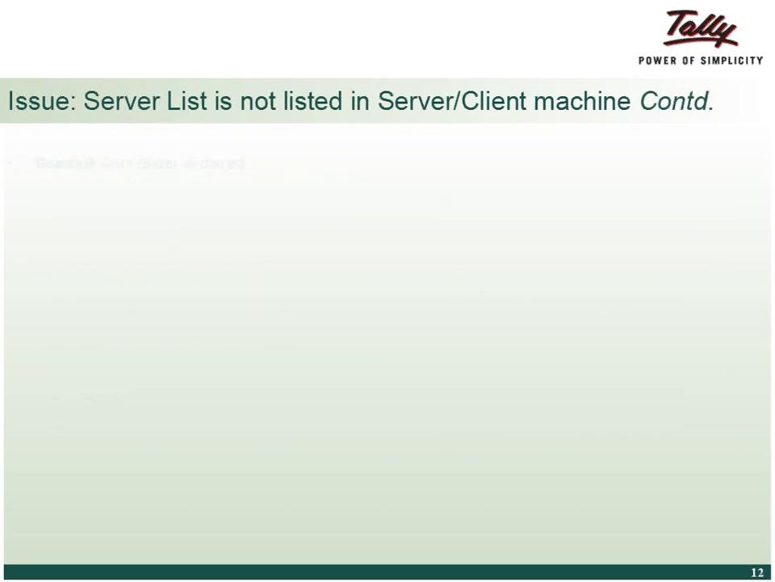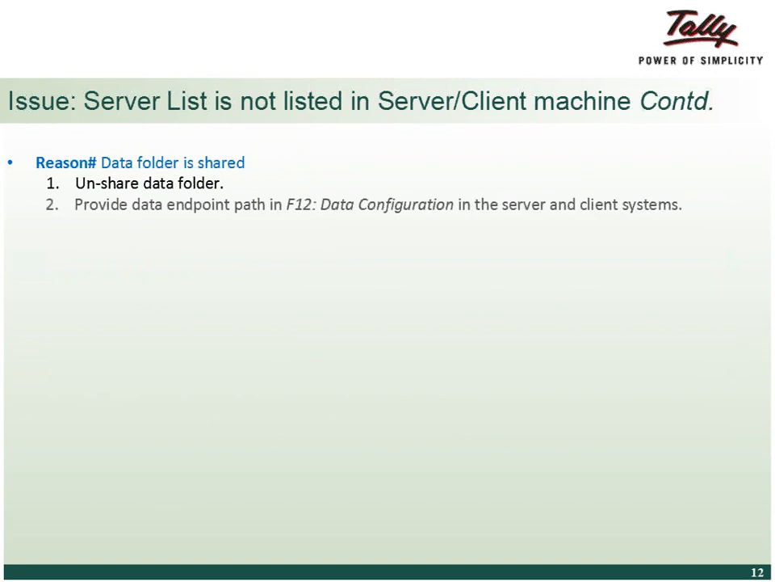So the next reason might be if the data folder is shared. Whenever you are publishing the data from Tally Server 9, you need to ensure that the data folder which is being published by the Tally Server 9 should be unshared in the network. If the same is shared, you will not be able to get the same thing whenever you are trying to access the data from Tally Server 9. So you need to ensure that sharing of the data folder is not being done. And then you need to provide the data endpoint path from the FL data configuration in the server and the client systems.